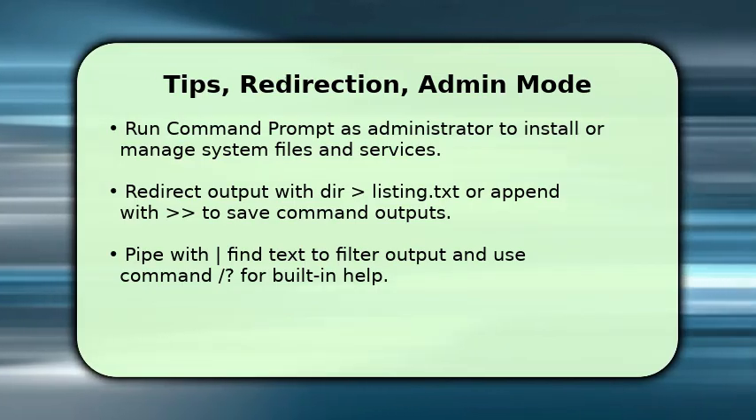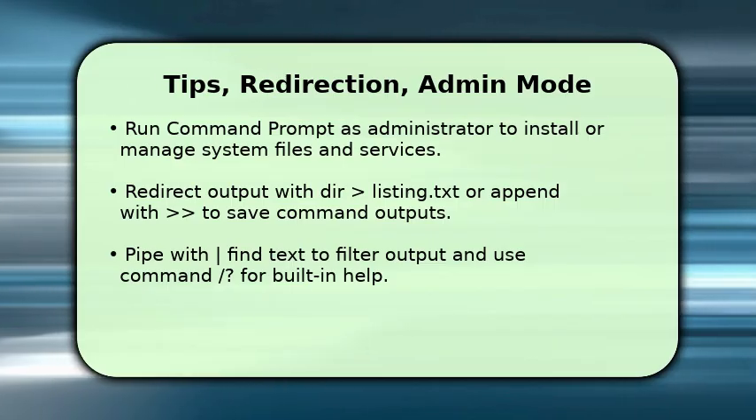Use dir > listing.txt to save a directory listing to a file and use >> to append additional output. Pipe output with find "text" to filter results for specific strings quickly. Press the up arrow to recall previous commands and edit them before running again.